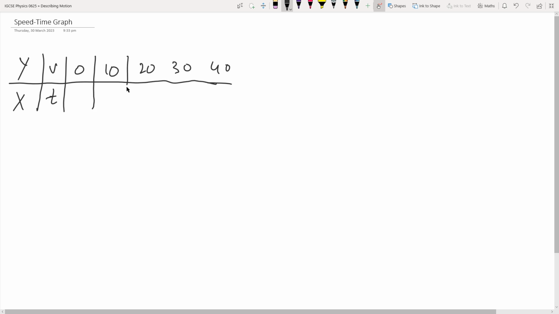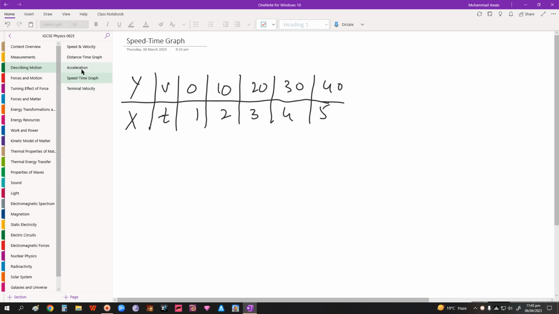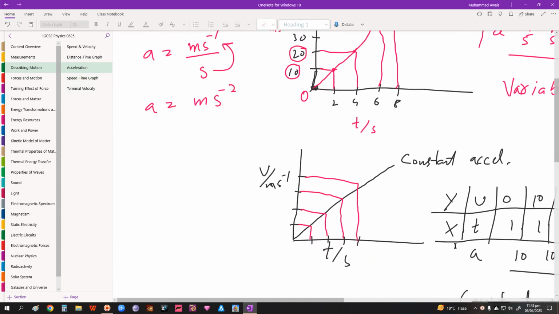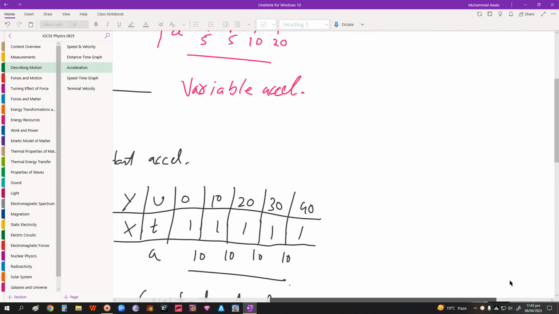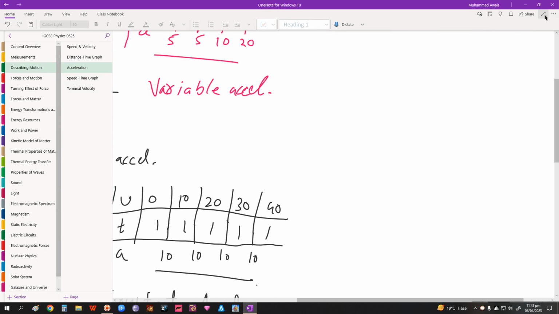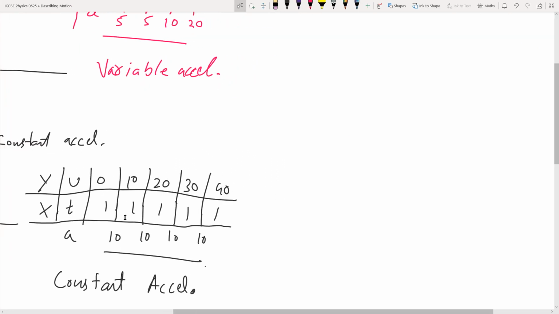And the time I will take 1 second for all of these graphs, right? 1, 2, 3, 4, 5. By the way, in the previous one I just made a tiny little mistake. I only took the intervals, I didn't actually elapse the time. So let me just correct this over here as well.